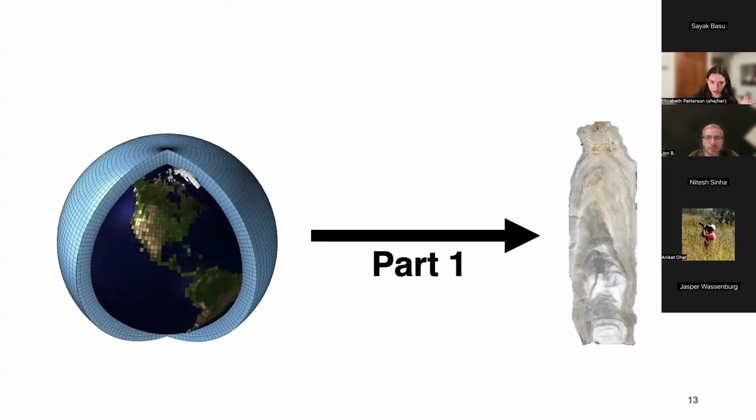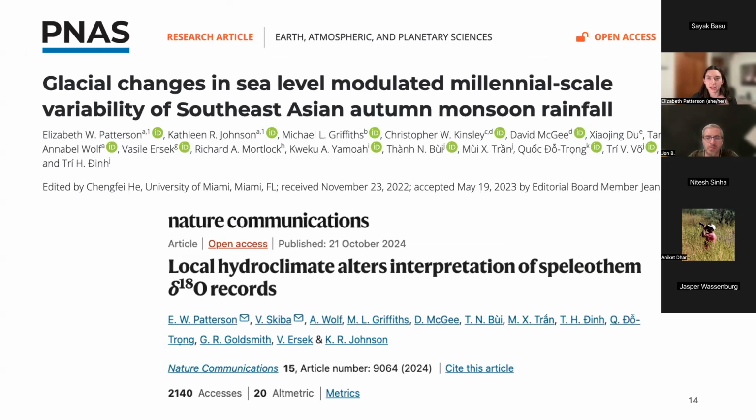Okay, so that brings me to part one, where I'm going to use climate model output to help me interpret a stalagmite record. A lot of the data I'm showing are in papers that are already published, so feel free to check them out if you want to know more.